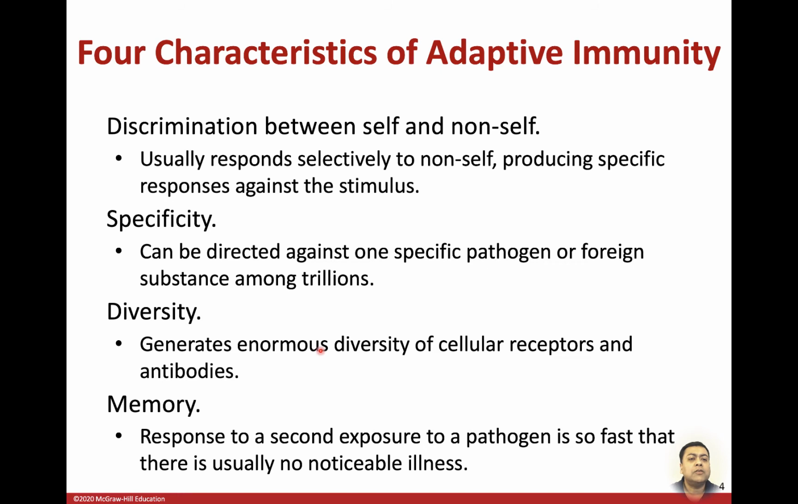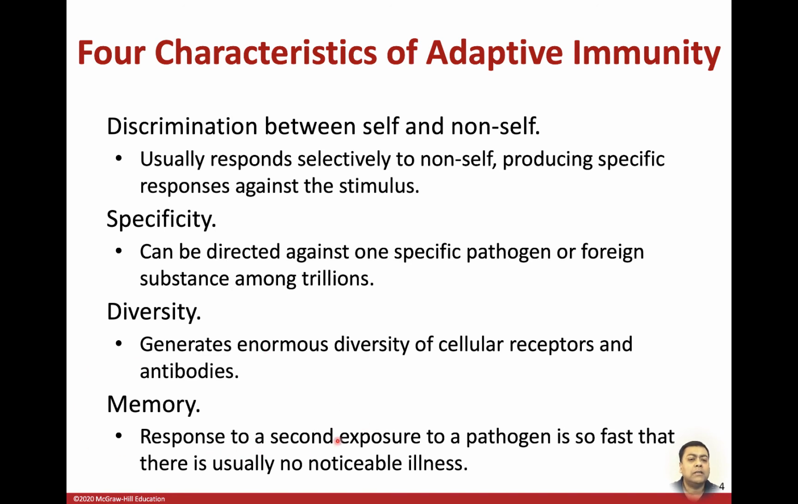The diversity also generates enormous diversity of cellular receptors and antibodies. So again, the specificity is very, very high. We are going to talk about how many different types of cellular receptors there are: the T cell receptors and the B cell receptors. Then if you think about the antibodies, there are many different types of antibodies, each with different functions, and they are very diverse as well. We are going to explain that in detail.